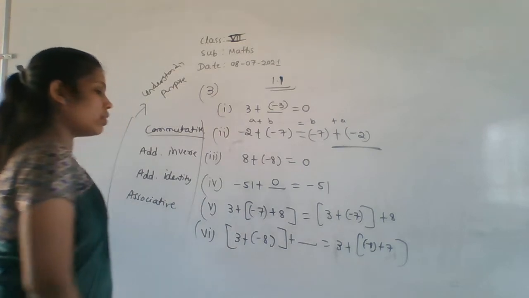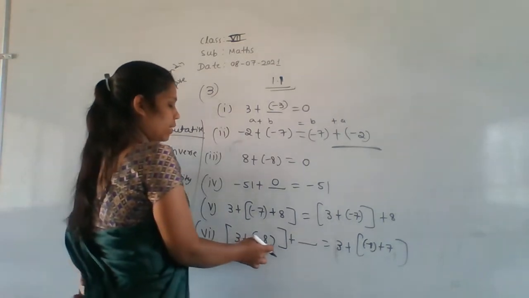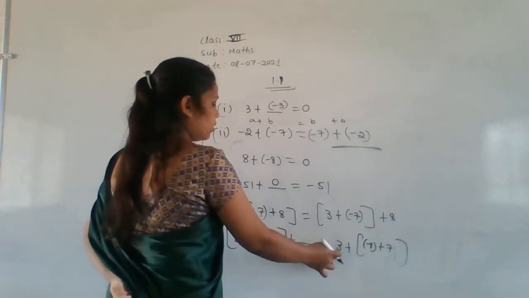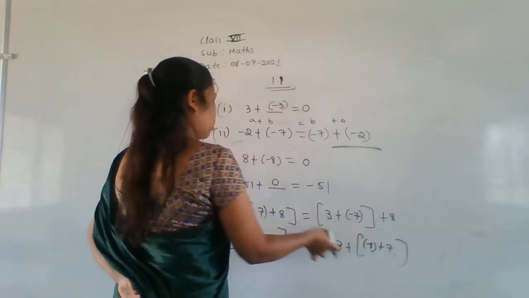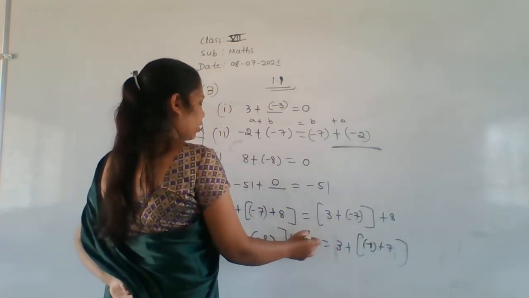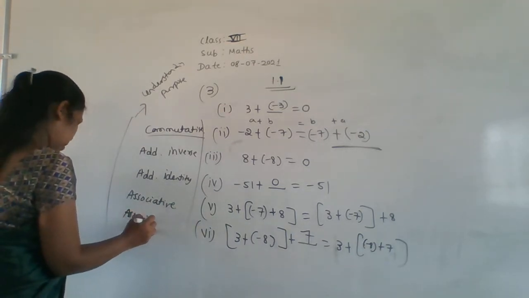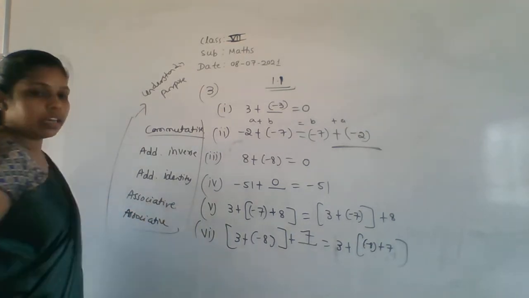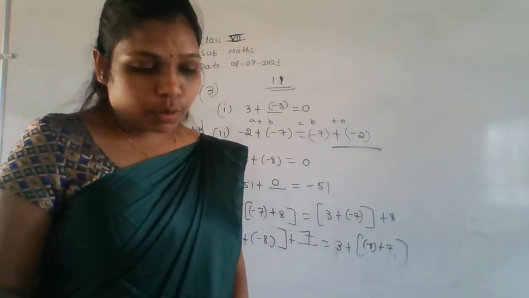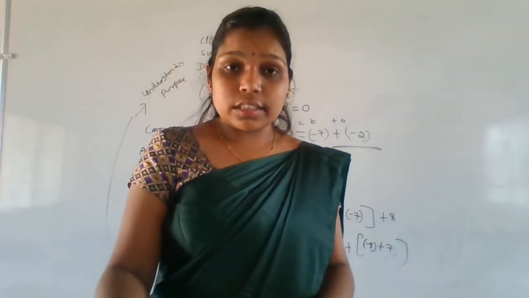So what is the value we have to write here? 3 plus minus 8 is there. Here 3 minus 8 plus 7 is there. So which value is left here? 7. So write 7. So this is also the associative property. We used the associative property. So we completed up to the third main.